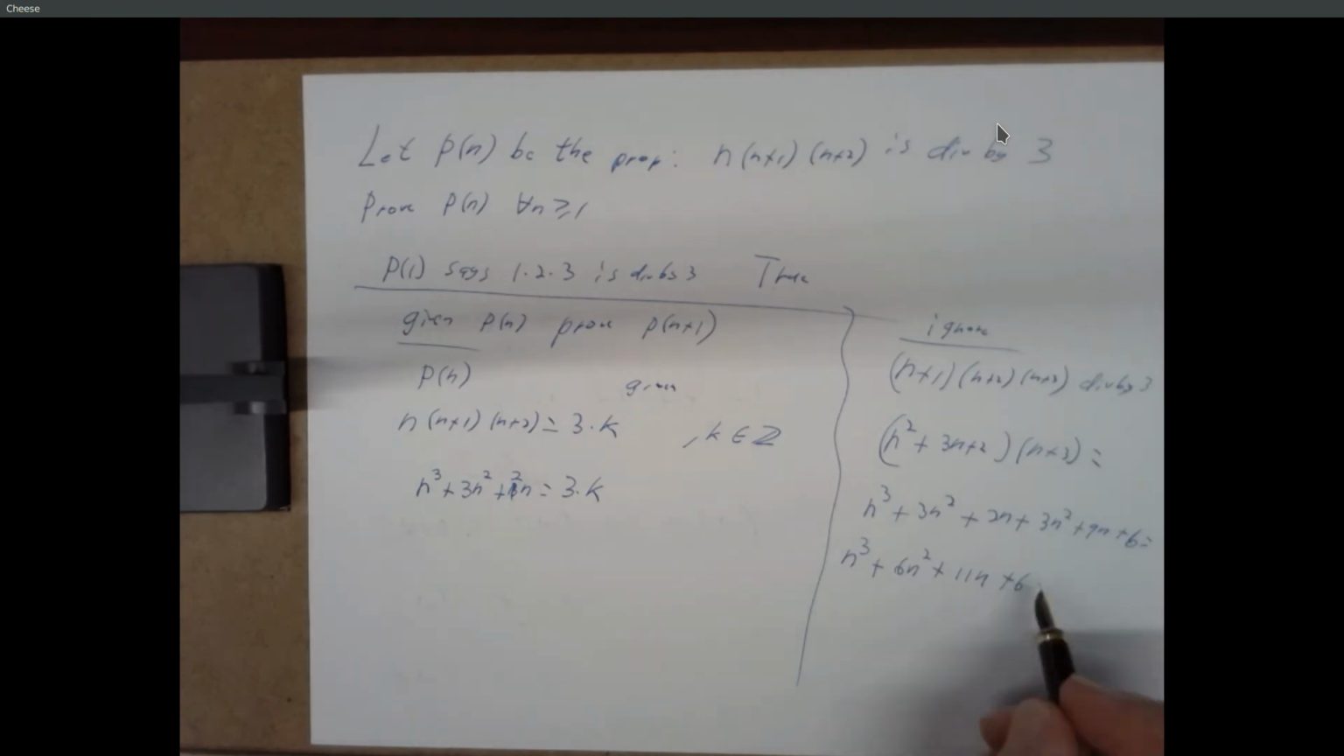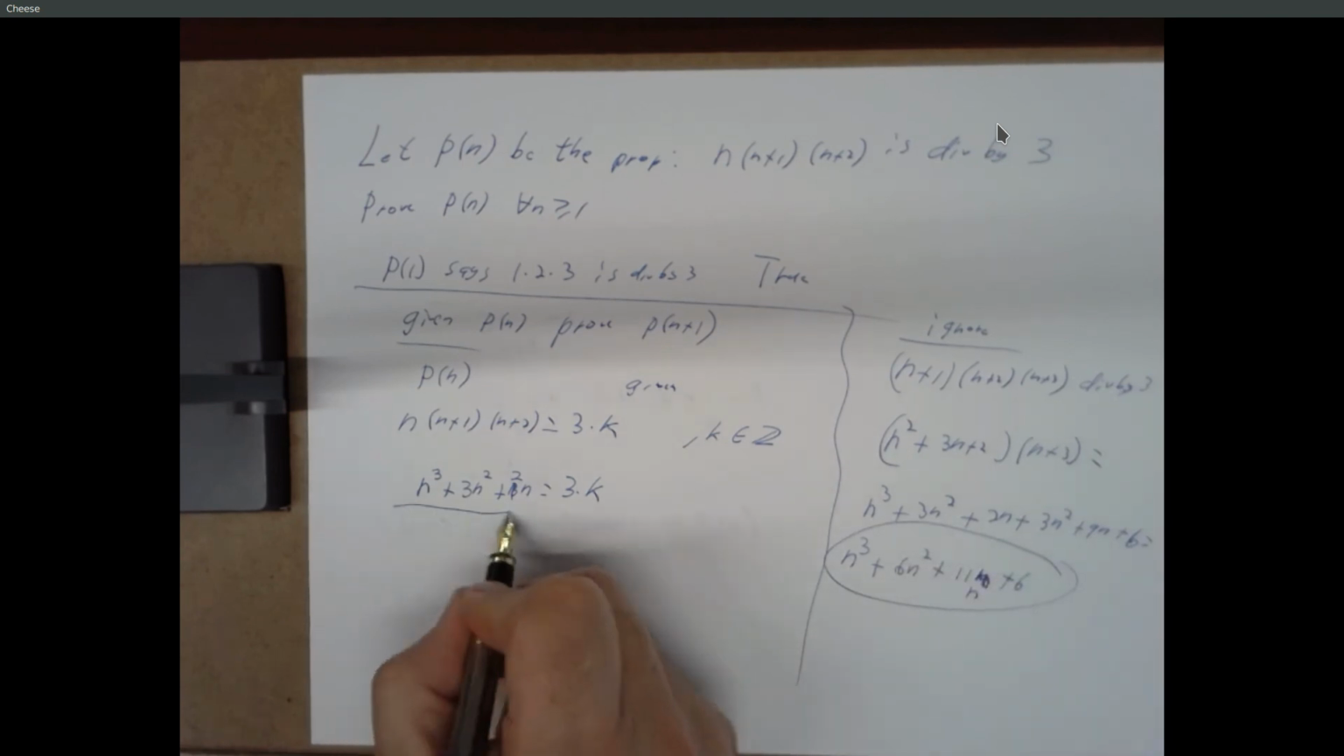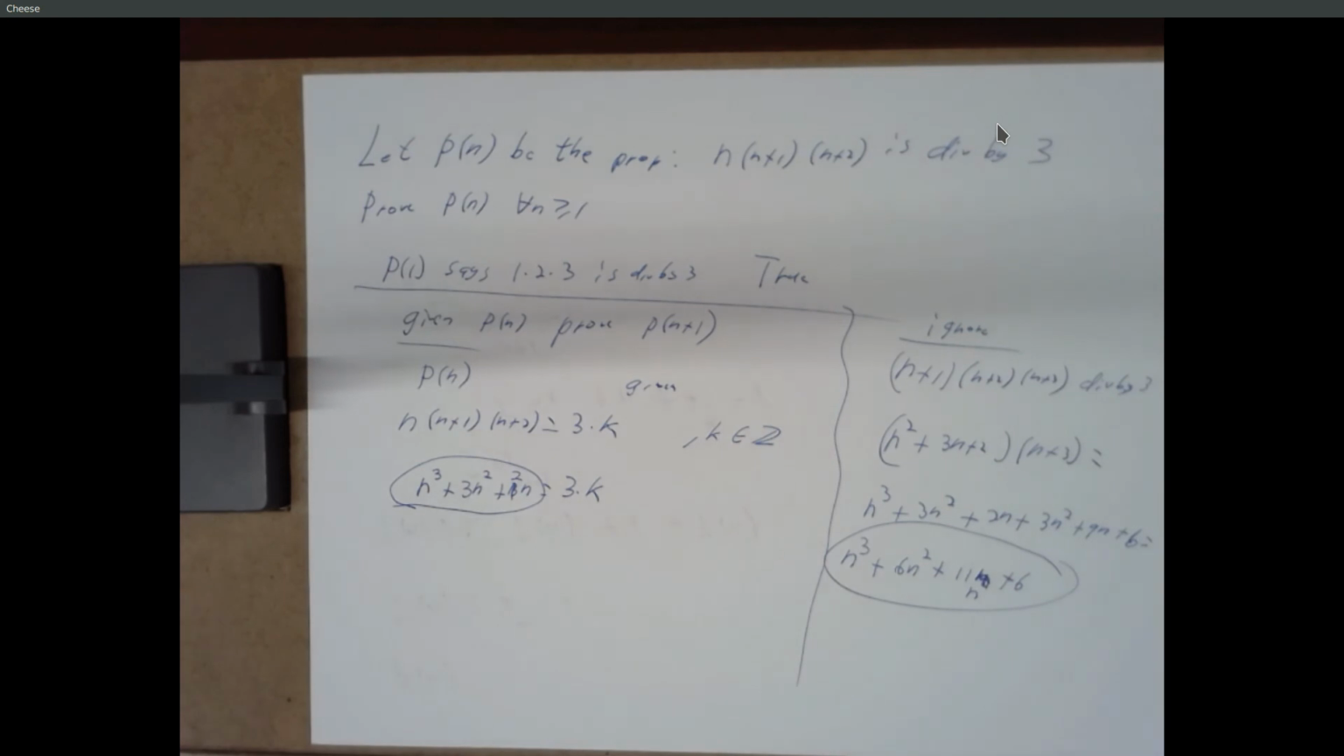So we want to show that this is divisible by 3, and we know that this is divisible by 3. Any ideas how to get from here to here? We've done something kind of like this before.